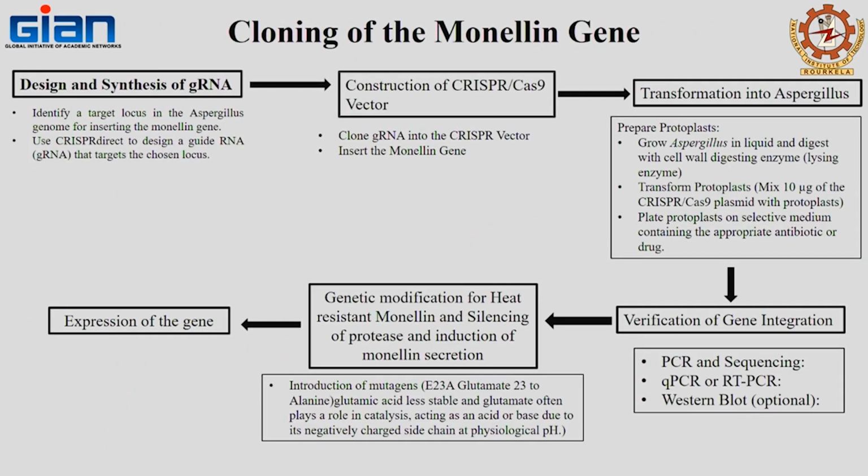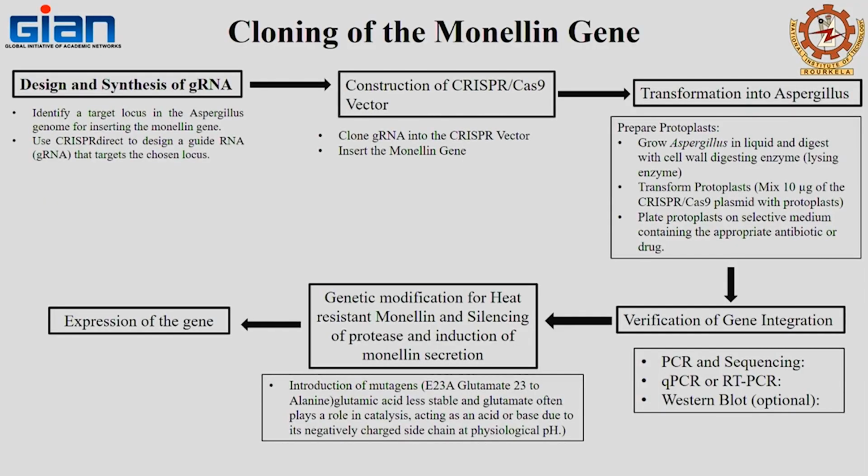So, okay. Design the synthesis of the guide RNA. After that, we construct the CRISPR-Cas9 vector, clone the guide RNA into the CRISPR vector and insert the monellin gene. Then transform it into the Aspergillus. After that, we have to know whether the gene is expressing or not, so we have to go for culturing. We will be verifying whether the gene integration is done or not.